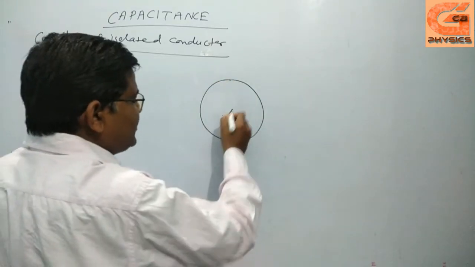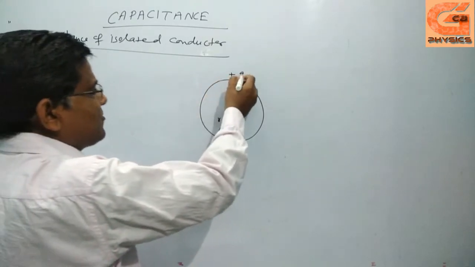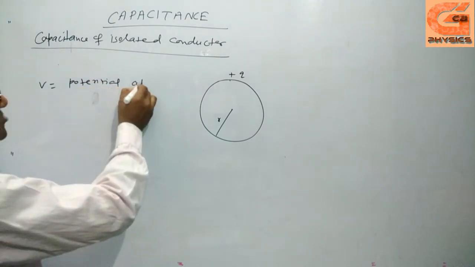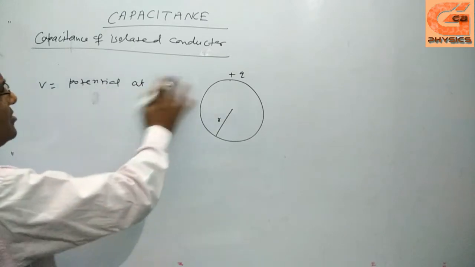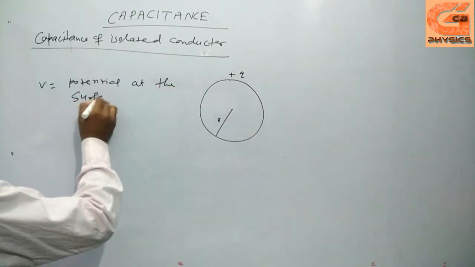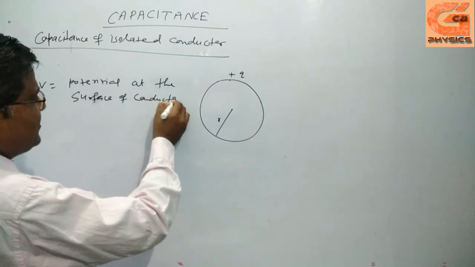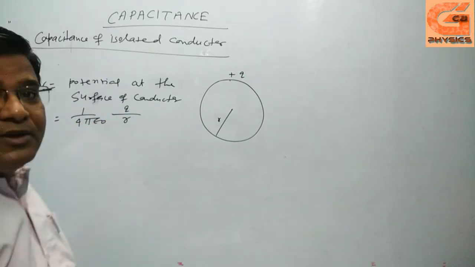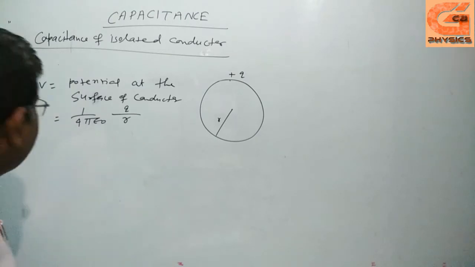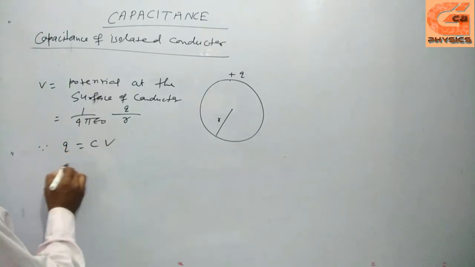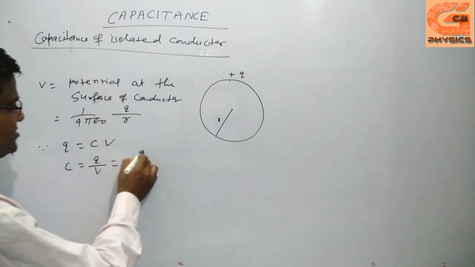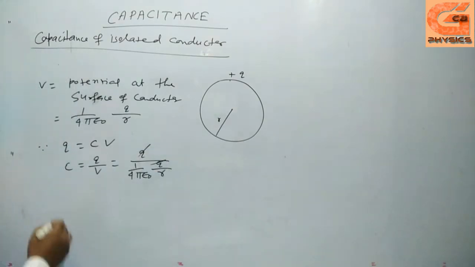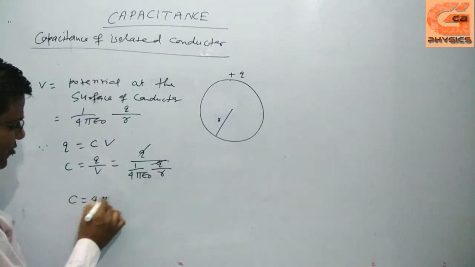Now a conducting sphere has radius R and charge Q. The potential at the surface of the sphere is V equals 1 by 4 pi epsilon naught, Q by R. Since C equals Q by V, C equals Q divided by 1 by 4 pi epsilon naught Q by R. Q cancels, and that is why C equals 4 pi epsilon naught R.